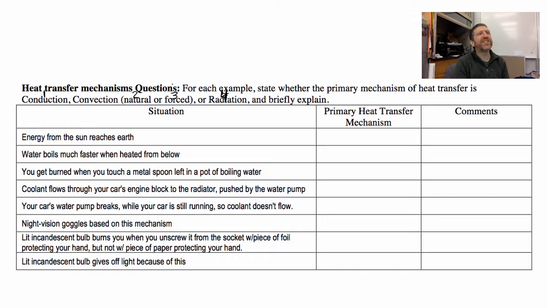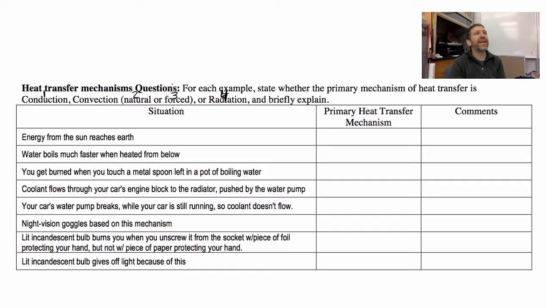Energy from the sun reaches Earth. Go ahead and vote on that. What is that? 1, conduction, 2, natural convection, 3, forced convection, 4, radiation. You guys, how come no energy can reach the Earth from the sun due to conduction? It's not touching. There's a vacuum between them.